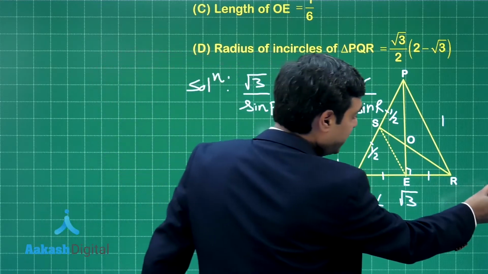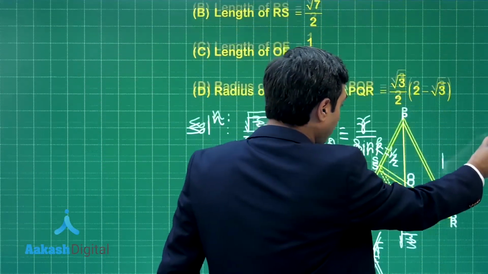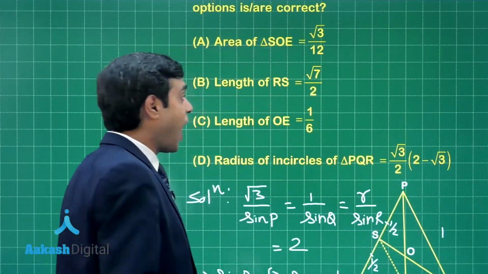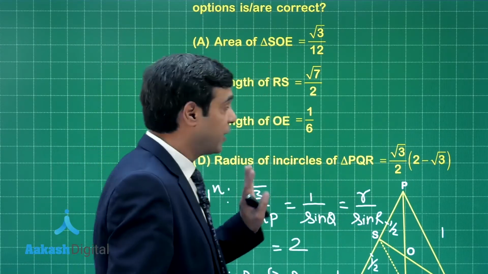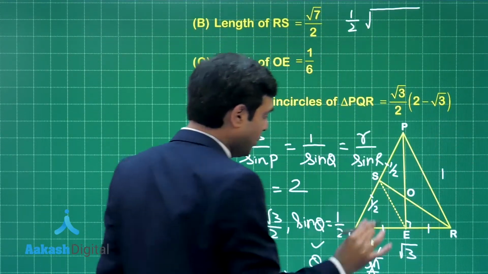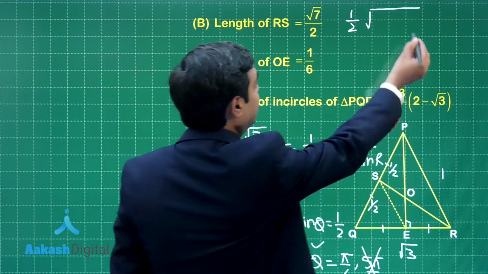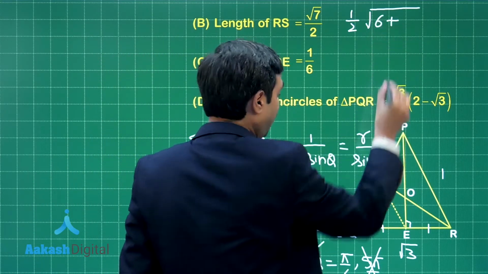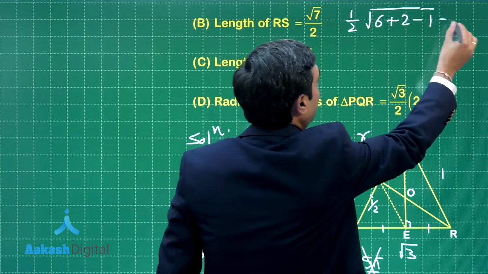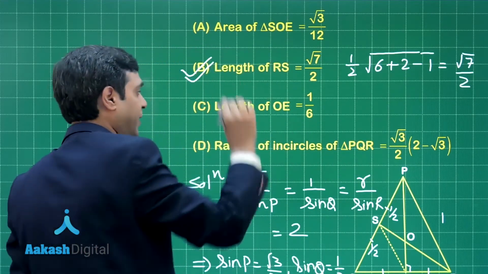Now let's talk about the options, what we are looking for. The first option is the area of triangle SOE. Okay, so triangle SOE is required. We will talk about it later. Second option: the length of RS, that is the median RS they are talking about. The length of a median is given by half root of 2p squared plus 2q squared minus r squared. So from here you can say 2 into 3, that is 6, plus 2 into 1, that is 2, minus 1. This gives you root 7 divided by 2 as my answer, meaning option B is the correct one.